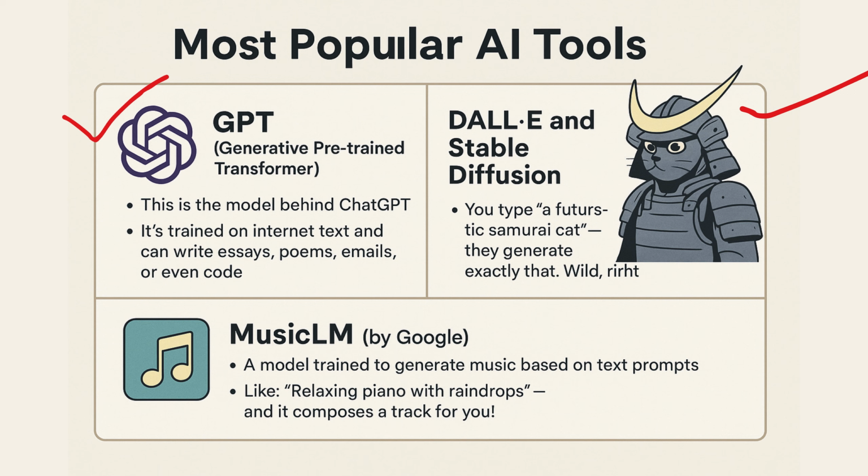Wild, right? MusicLM, by Google. A model trained to generate music based on text prompts. Like, relaxing piano with raindrops, and it composes a track for you.